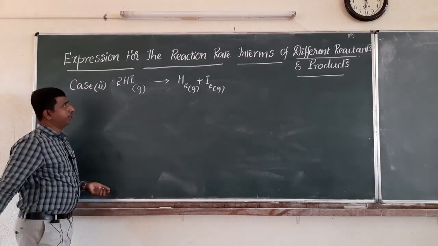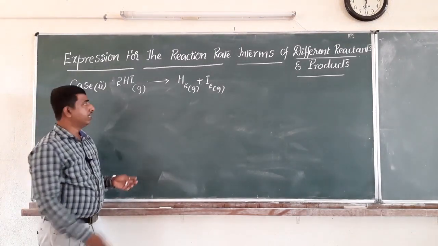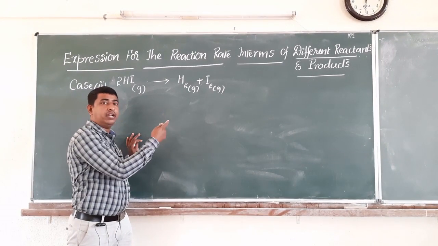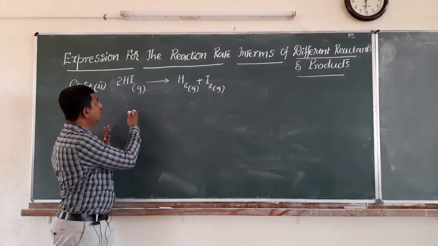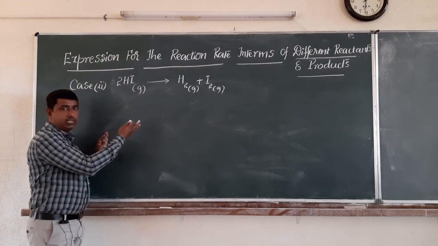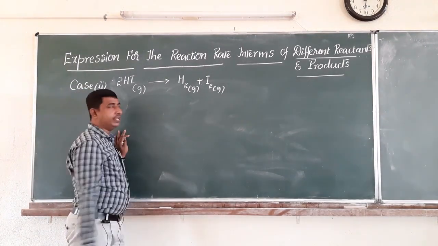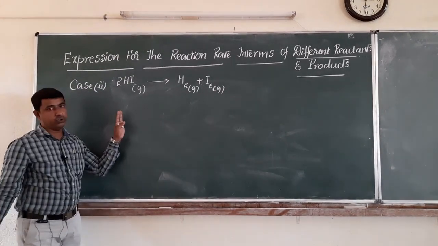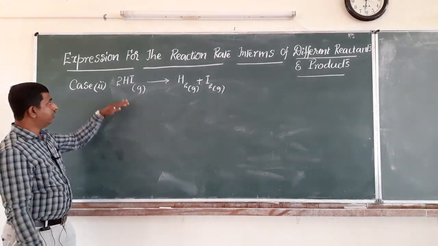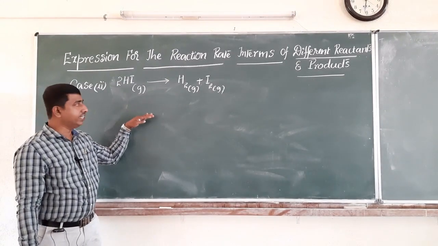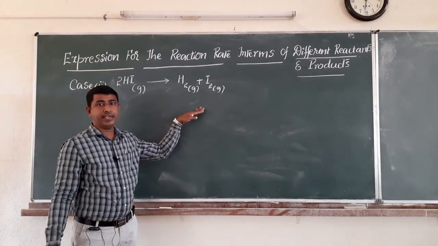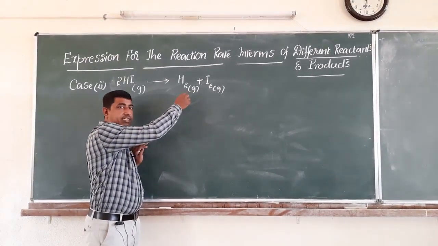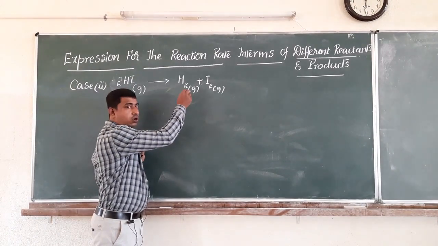Now the rate of disappearance of the reactant, that is HI, is not equal to the rate of appearance of H2 or the rate of appearance of I2. No, so we can't equate. Rate of disappearance cannot be equal to the rate of appearance of the product. Now in this case, what we have to do is divide the rate of disappearance of any reactant or the rate of appearance of any product by its respective stoichiometric coefficient.